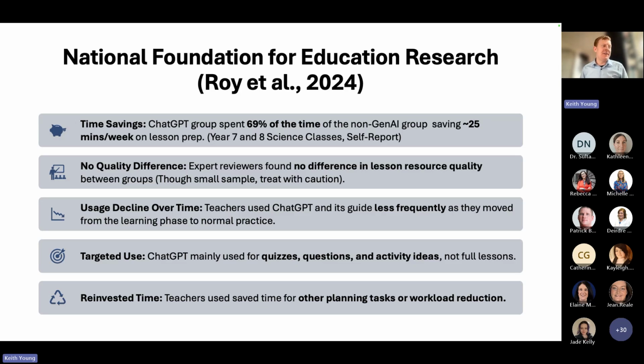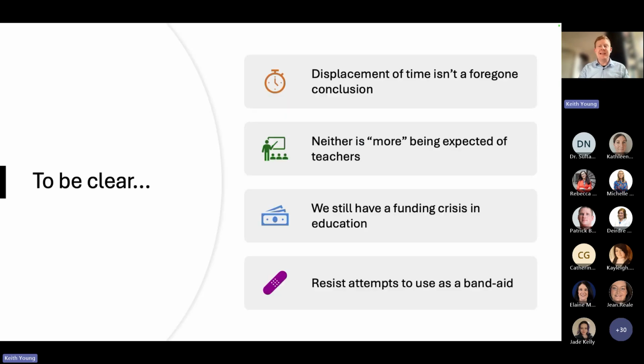I do believe that there are things that it won't be productive at, but I think it would be a bit remiss of us to completely exclude the potential that there could be things down the line. And to be clear with this, displacement is not a foregone conclusion. Neither is the idea that if they get these efficiency gains, more is going to be expected of teachers. We can fight these narratives. We still have a funding crisis in education, and we need to resist any attempt, if this technology does turn out to have productivity benefits, to use it as a band-aid for an education system that is chronically underfunded as it stands. These things do not need to be mutually exclusive. So we need to be aware of them as well.